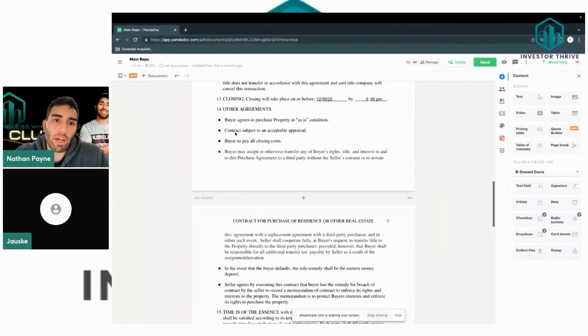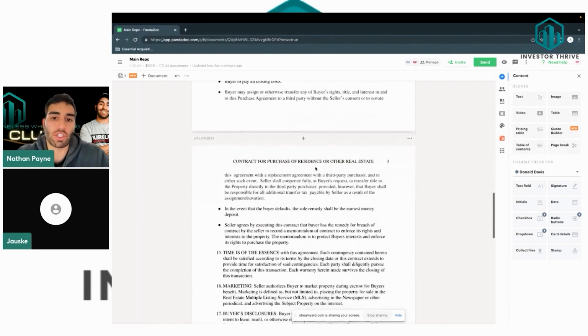But right here it says buyer agrees to purchase property as is, subject to appraisal, if you want to get one. Buyer pays all closing costs. Buyer may assign or transfer the rights to buy this property. So that is your assignment clause. It just says we can assign it.